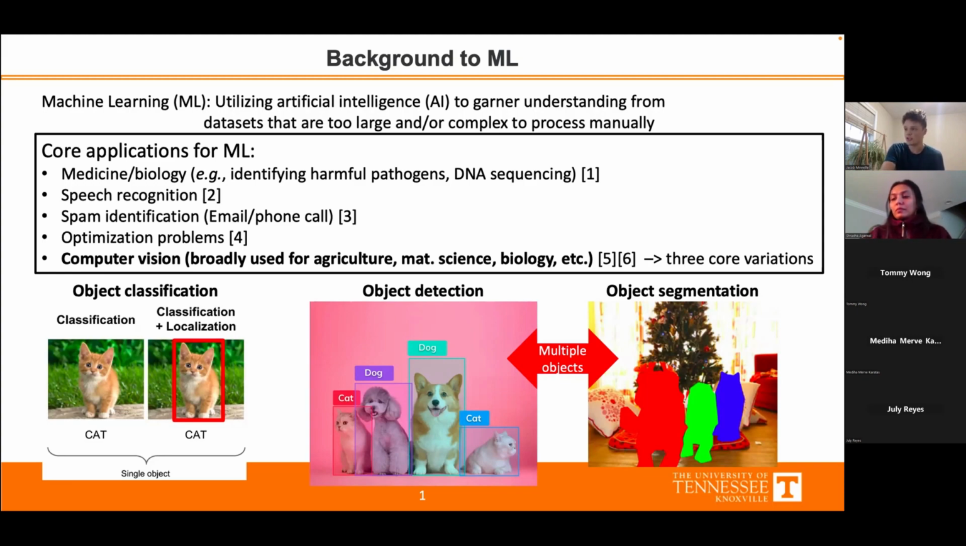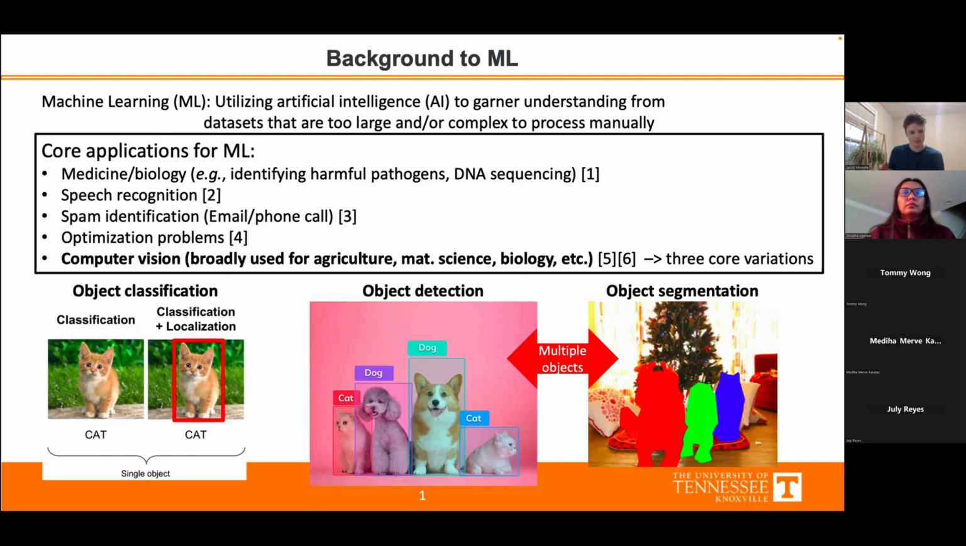Within computer vision, there are three different core subsets or variants that exist. The first, the simplest, is object classification. This typically only works if you have a single object relative to the rest of your background. And it can be coupled with localization, which is the bounding box that's shown around the cat.